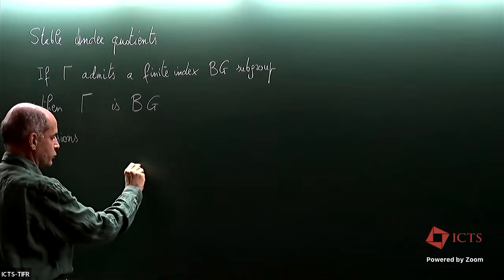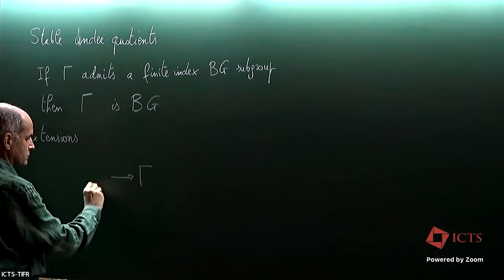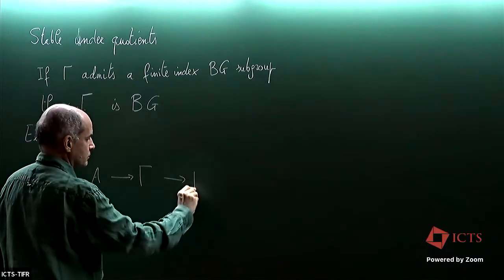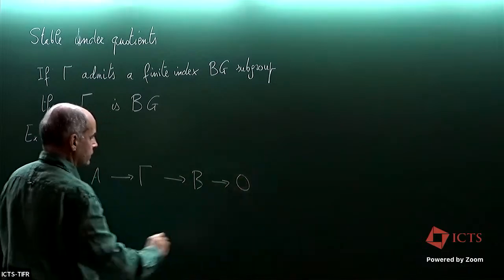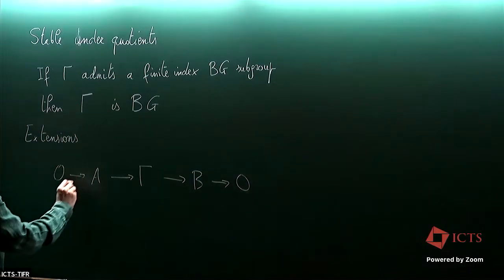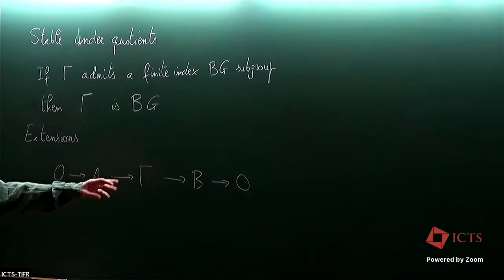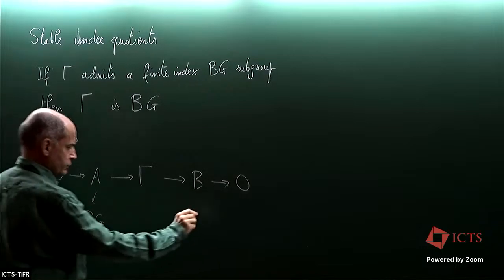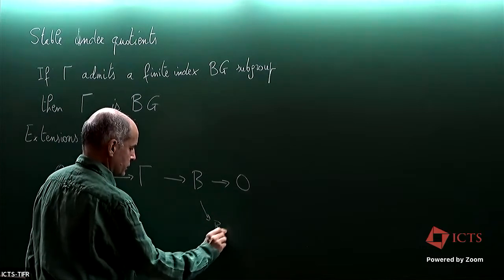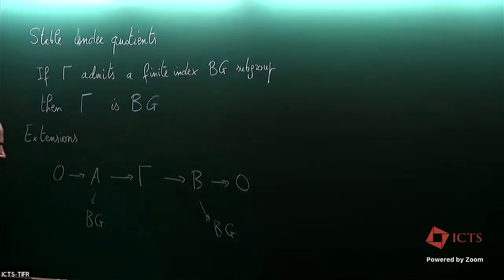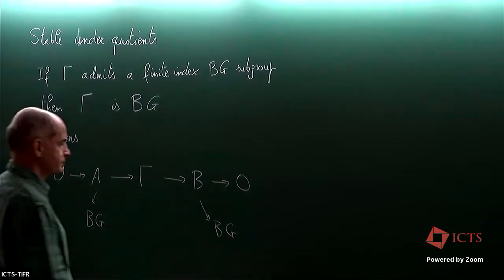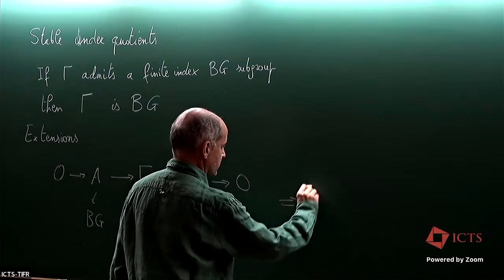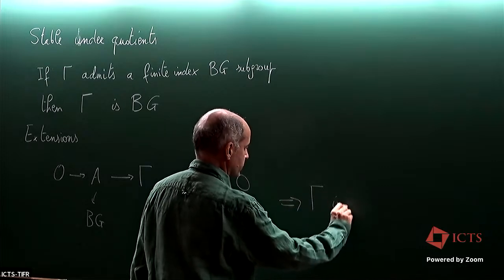And also it's stable under extensions. So if gamma is the middle term of a short exact sequence, where A is boundedly generated and B is boundedly generated, then gamma also is boundedly generated.